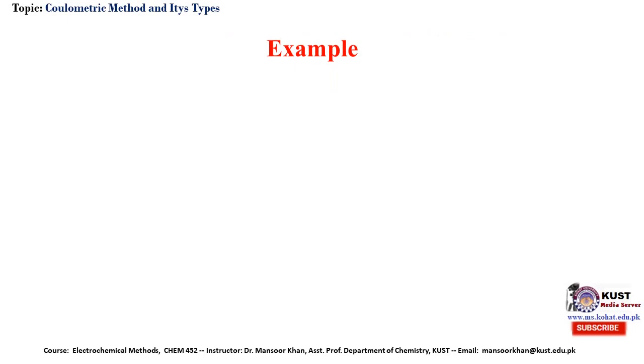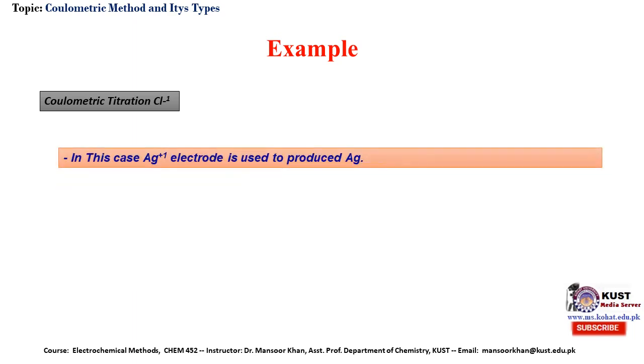Now an example. We will take a single example in order to explain the colorimetric method. The example is colorimetric titration of chloride, Cl negative. We will determine the concentration of chloride in an unknown solution by using colorimetric titration. As we know, silver ion, Ag positive, reacts with chloride and leads to the formation of silver chloride precipitate.